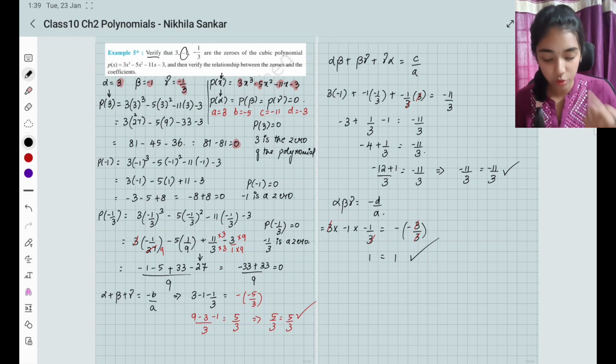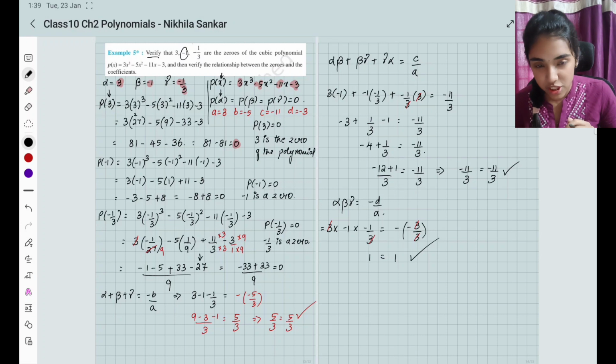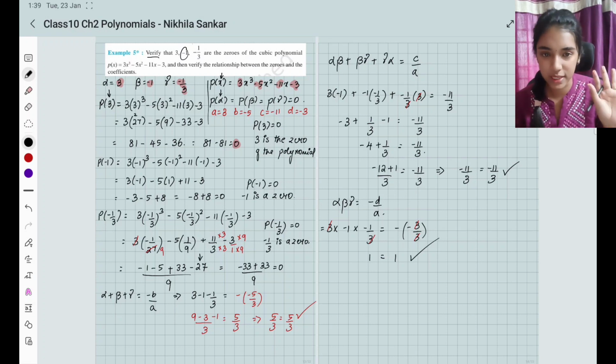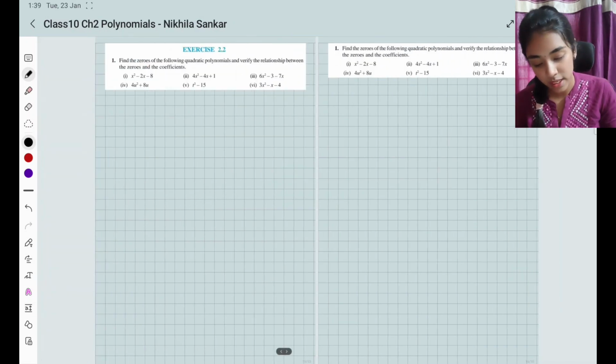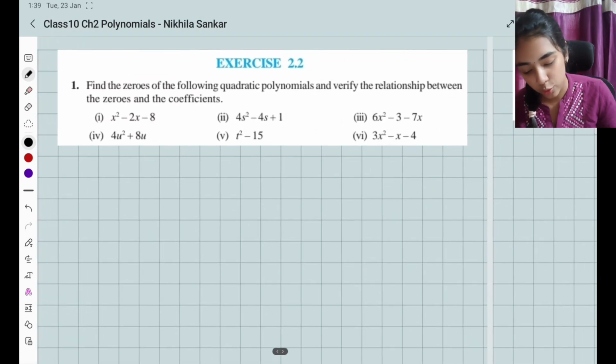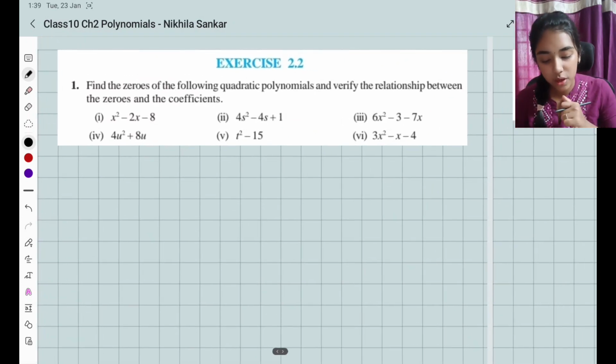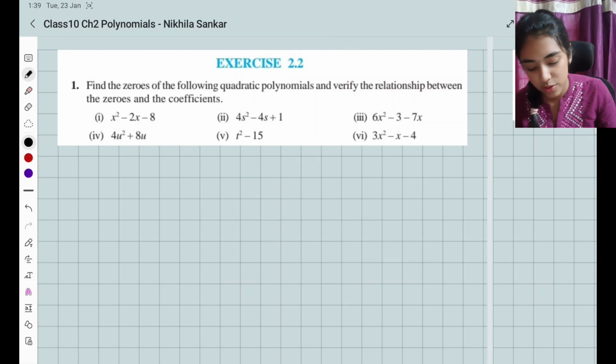Try the example once again. Okay, so now how do we check zeros? P of that 0 is going to be 0. Okay, that's how we check. Now exercise 2.2, we have to find the zeros of the quadratic polynomial and verify the relation. Okay, so everything is quadratic.